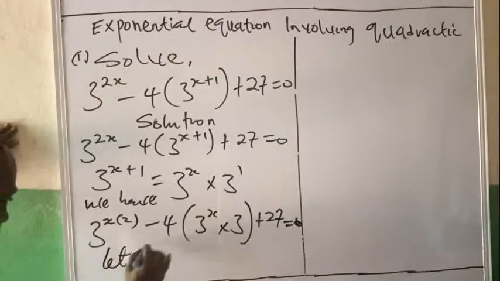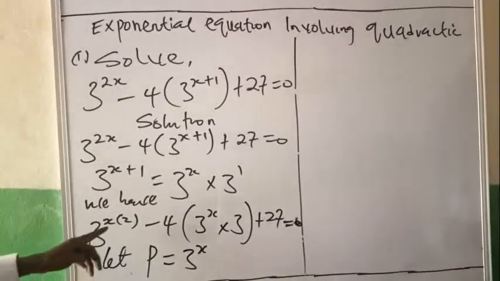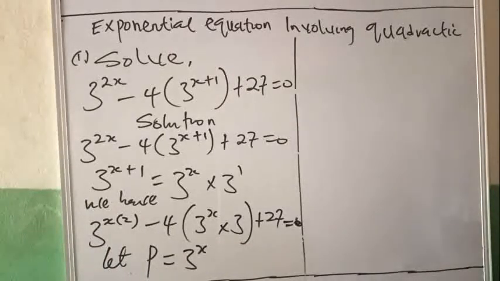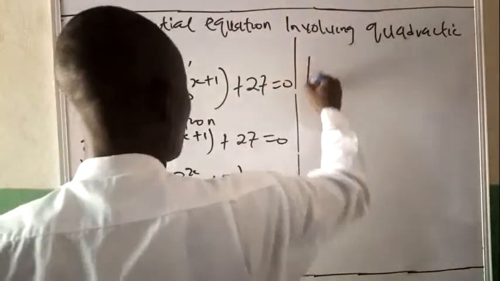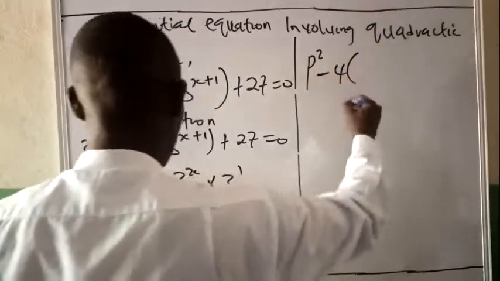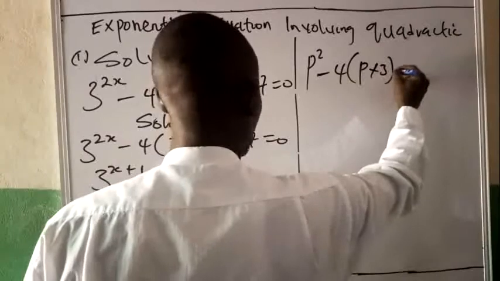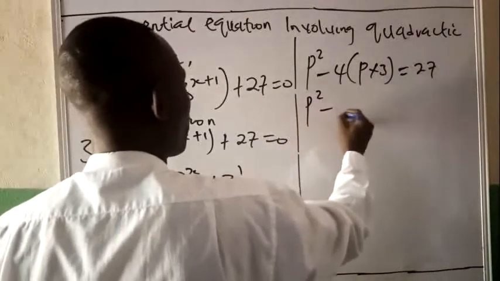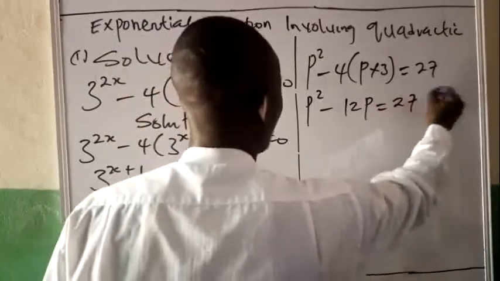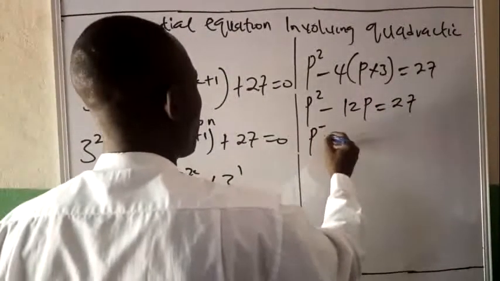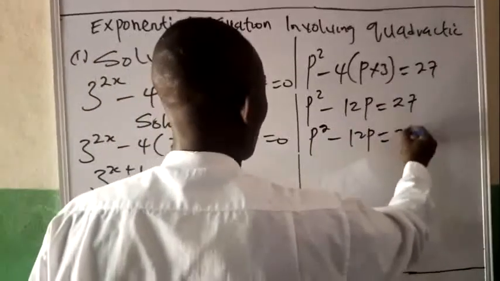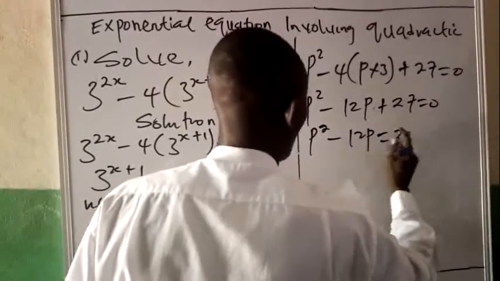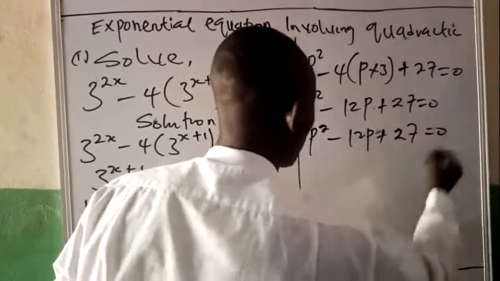So we say let P be equal to 3 raised to the power of x, which means that anywhere we have 3 raised to the power of x, we substitute P. So we have P squared minus 4 bracket P times 3, plus 27 equals 0. So you have your P squared minus 12P plus 27 equals 0.